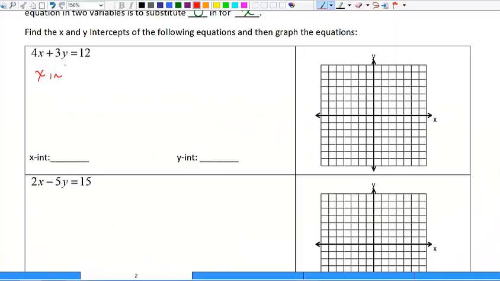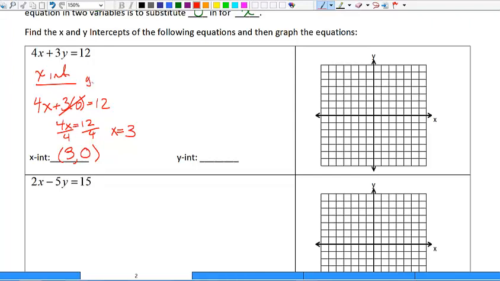So to find the x-intercept, we just said we're going to plug in 0 for y. So we have 4x plus 3 times 0 equals 12. Well, 3 times 0 is pretty easy. That's 0, it goes away. And then I divide both sides by 4 and get x is equal to 3. Now, in order to write my x-intercept, the x-coordinate is 3. What is the y-coordinate? Well, it's going to be 0, because we are the ones that plugged in y equals 0 to begin with. We knew that it was an x-intercept, so we plugged in y equals 0.